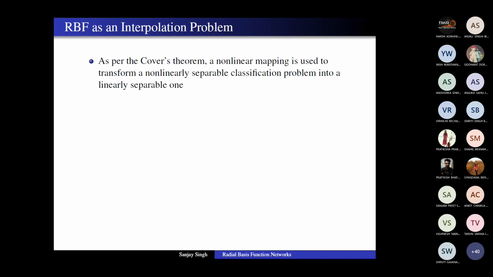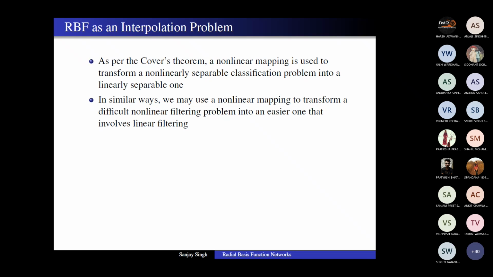As per Cover's theorem, a nonlinear mapping is used to transform a nonlinearly separable classification problem into a linearly separable one. This is basically what Cover's theorem says. In similar ways, we can also say that a nonlinear mapping can transform a difficult nonlinear filtering problem into an easier one, that is linear filtering. So this is quite a good idea. If somebody has a nonlinear filtering problem, he applies some sort of nonlinear mapping, and that becomes a simple linear filtering problem. It's beautiful. So some ideas from pattern recognition can be applied in signal processing as well.